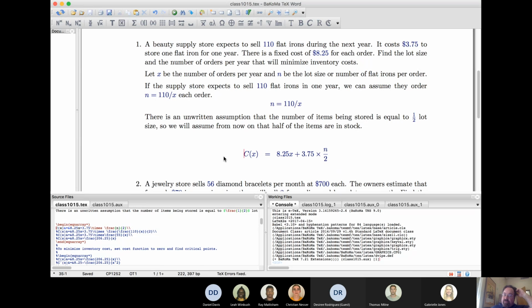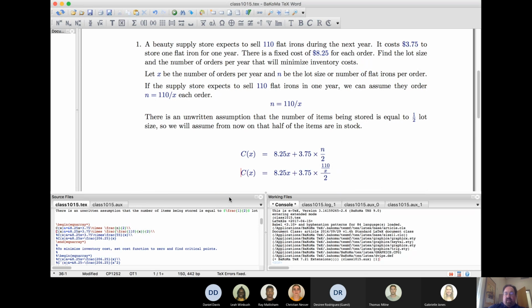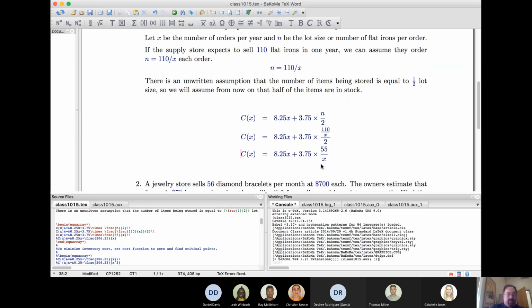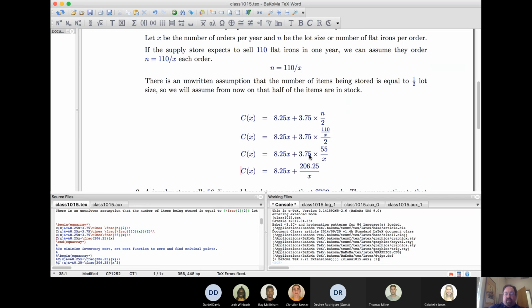Now, we only know how to find a max or min of a function of one variable. The trouble is this function has two variables, x and n. But that's okay. We know how to deal with n because we know that n is equal to 110 over x. So we can fill that in. So I've just replaced n with 110 over x. And now all of this can be simplified. So we just multiply the numbers together, and this is our function.